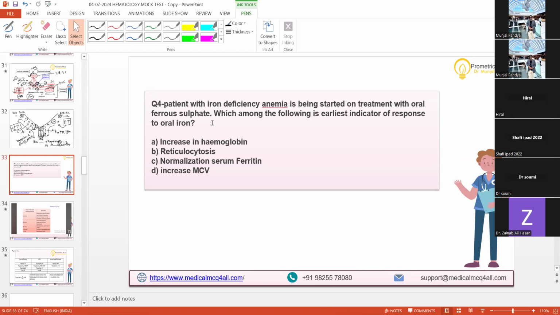So by increasing hemoglobin, you are more comfortable, or reticulocytosis, right? And one most important word they are asking is earliest indicator. Earliest means what could be the earliest indicator which suggests there is a response to oral iron. So: increase in hemoglobin, reticulocytosis, normalization of serum ferritin, or increase in MCV, that is mean corpuscular volume.